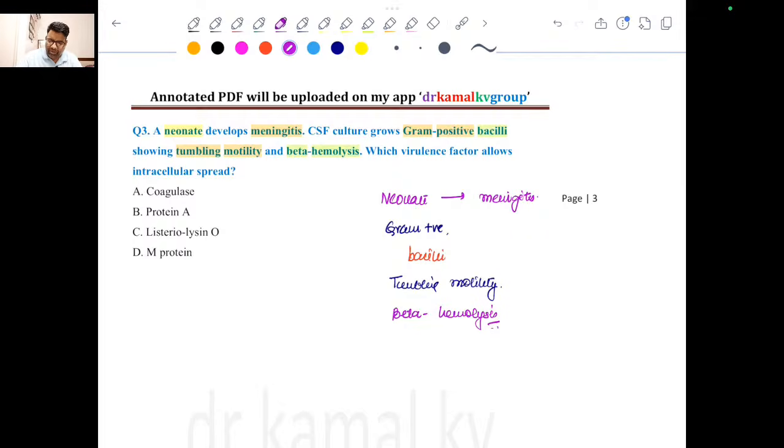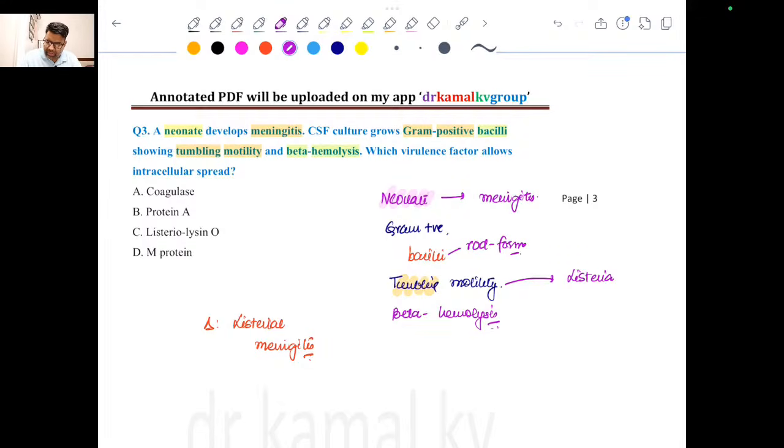Very good Priya, very good. The moment you have this word meningitis in a neonate, then tumbling motility, I think most of you can answer based on this fact only that yes, this is Listeria monocytogenes. So, this is a case of listerial meningitis. Okay, so this is a case of listerial meningitis. Bacilli, this is of rod form.